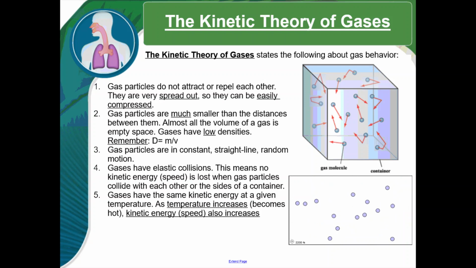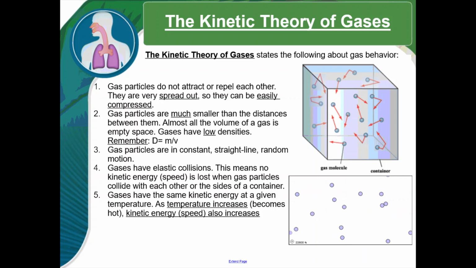A good way to think about an elastic collision is to think about two pink rubber balls. When they hit each other, they bounce right off. Or if one of those balls hits the side of the wall, it bounces right off. The kinetic energy is not wasted in the collision. The ball has the same amount of kinetic energy that it started with. This is exactly how you should think about gas particle collisions. They leave with the same amount of energy that they started with.